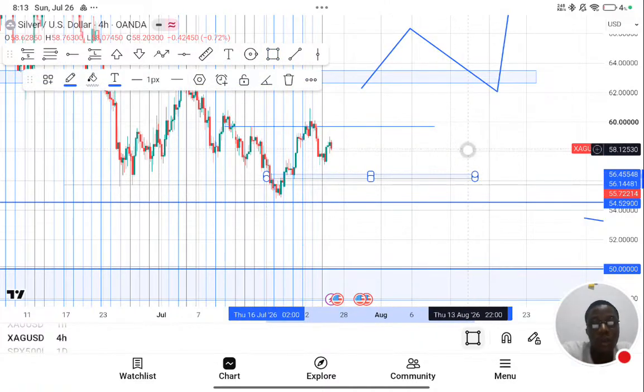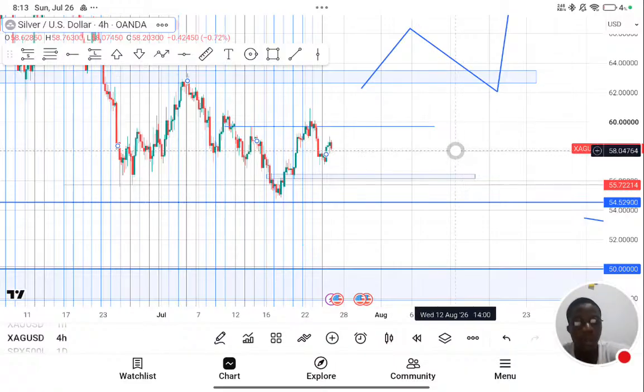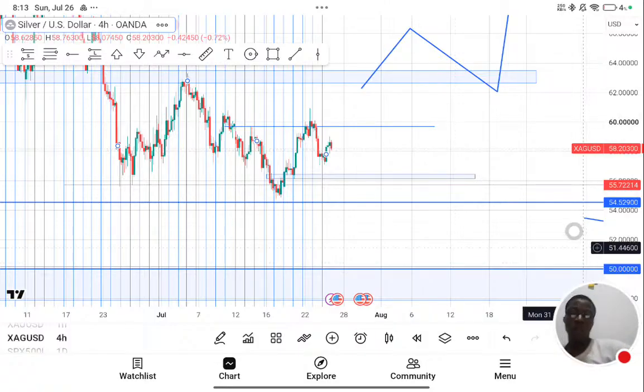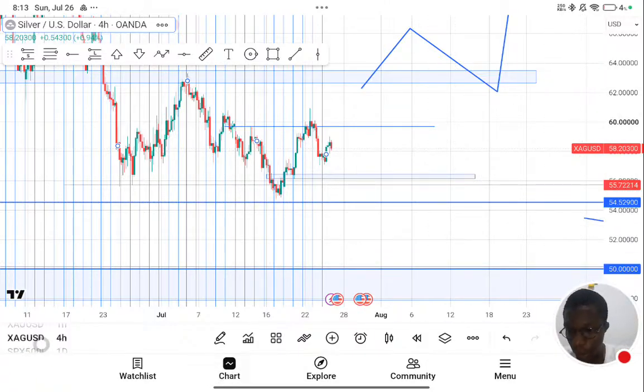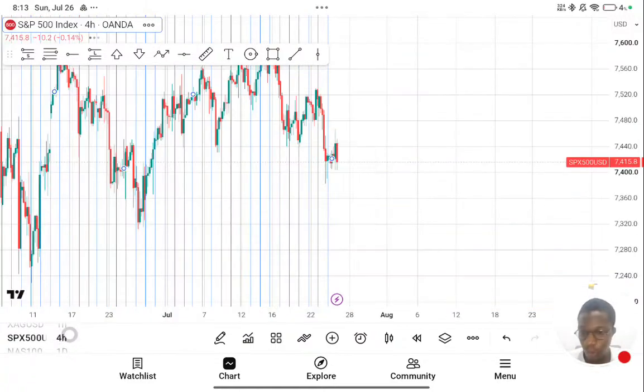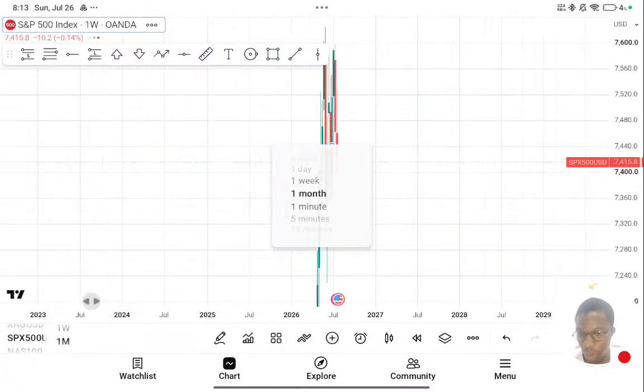Right? So no need to rush things. Best thing, if you are not clear, allow for Monday price action to finish. Then you come back on Tuesday so that the market shows you its hand. So let's go to the S&P 500. We'll do the same thing.